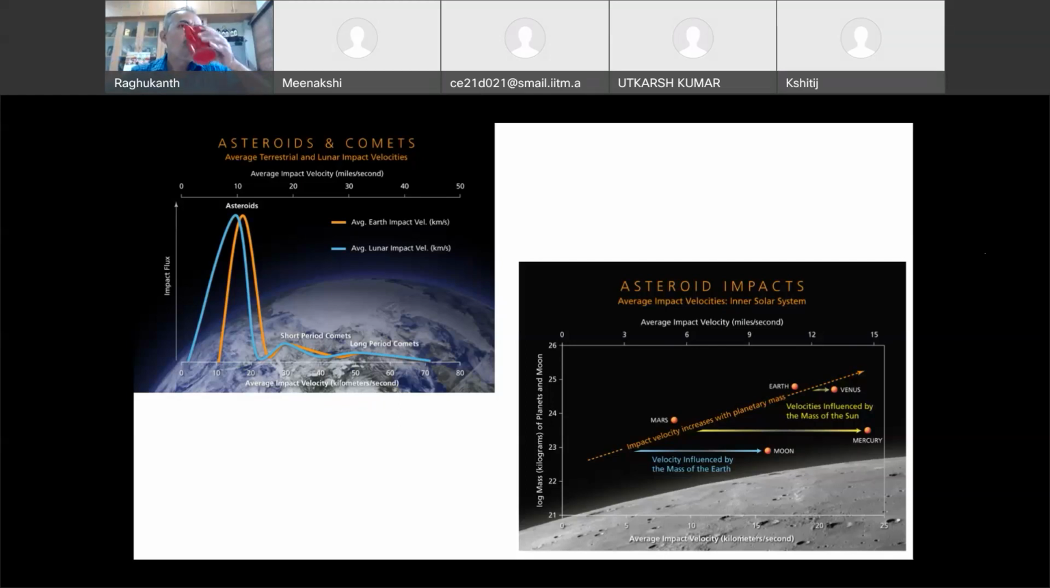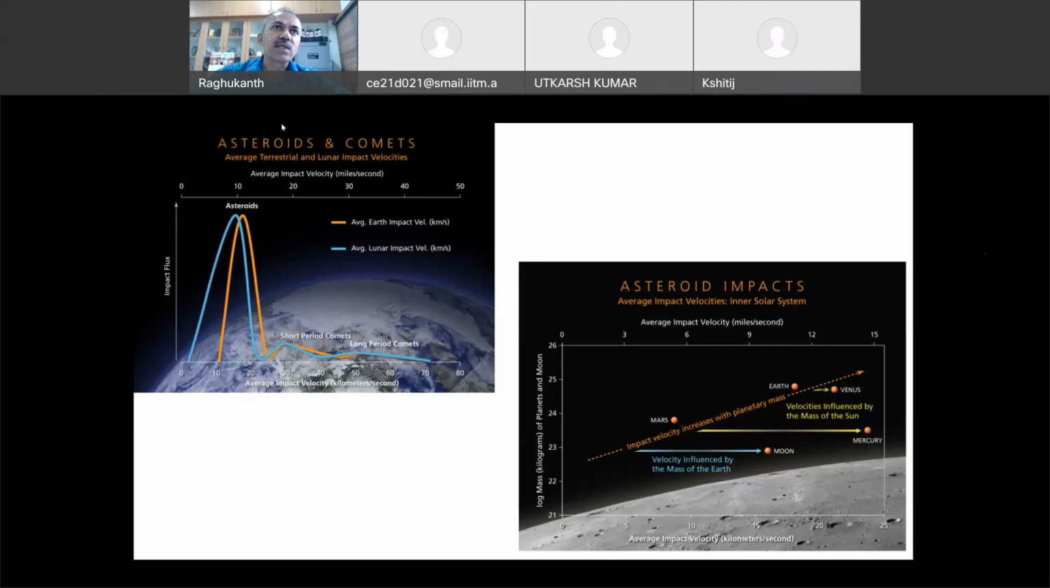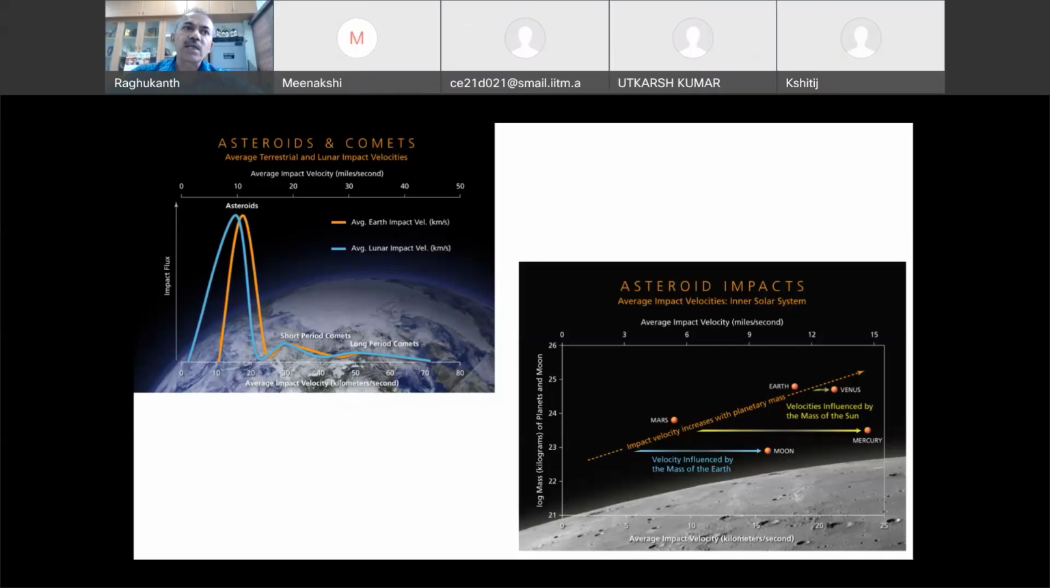Yes, sir. So you can see this slide shows the impact velocity. For Earth, the average impact velocity is, on average, something around 10 to 15. This orange one is the Earth color, so almost 15 or 16 kilometers per second is the velocity of the impact. The Moon is slightly on the lower side. If it is comets, the impact velocities can be 30 kilometers per second. If it is long period comets, it is something around 50 kilometers per second itself.